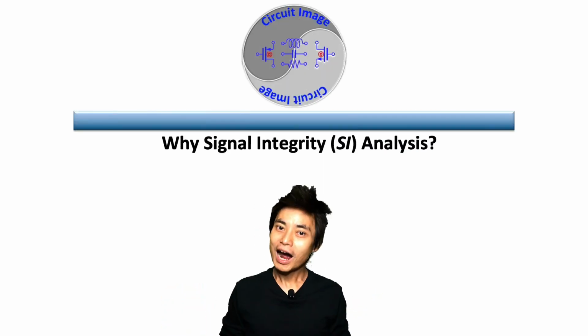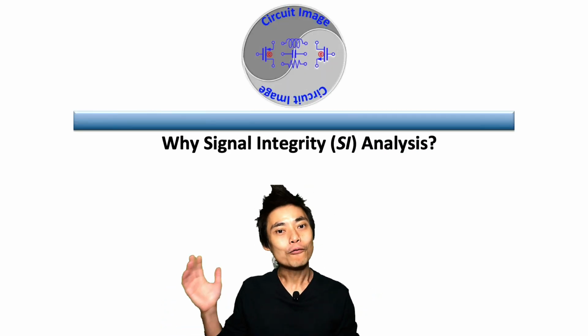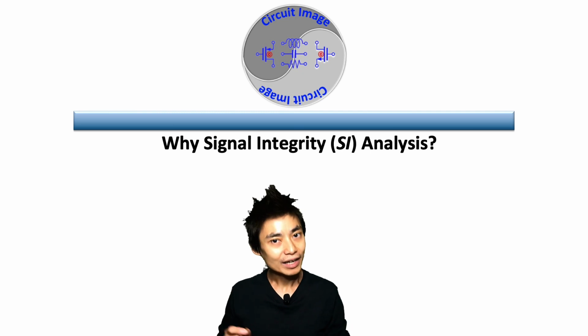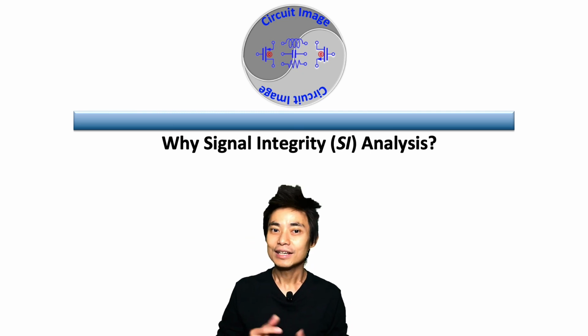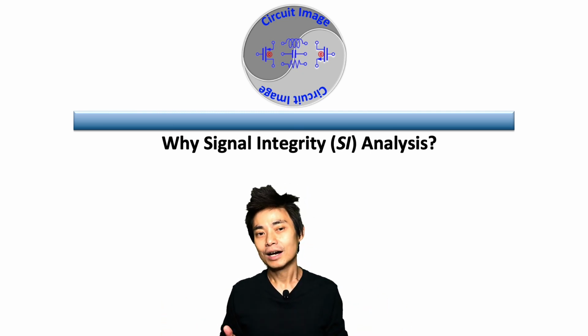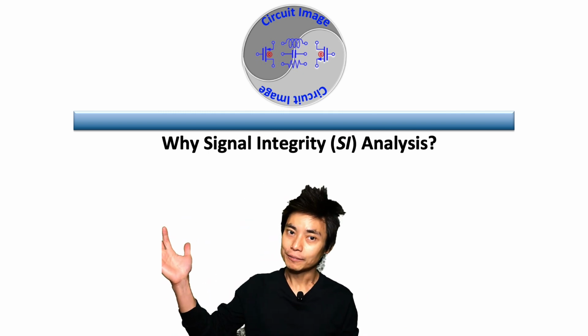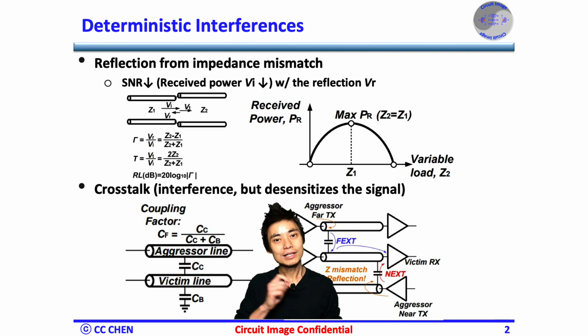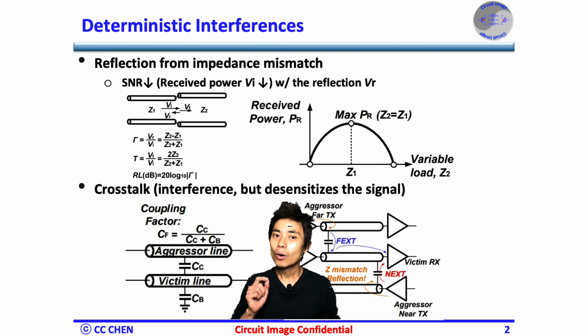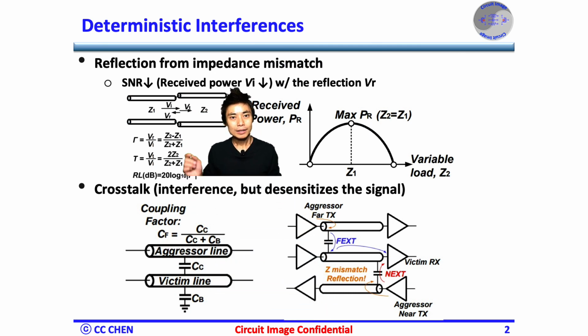In this video, I'm going to show the image of why we need a signal integrity (SI) analysis in a 3D system, especially at the chip and IC packaging level. As we discussed last time in the white noise video, the deterministic interference will be part of the degradation sources in signal integrity to reduce the signal-to-noise ratio (SNR).